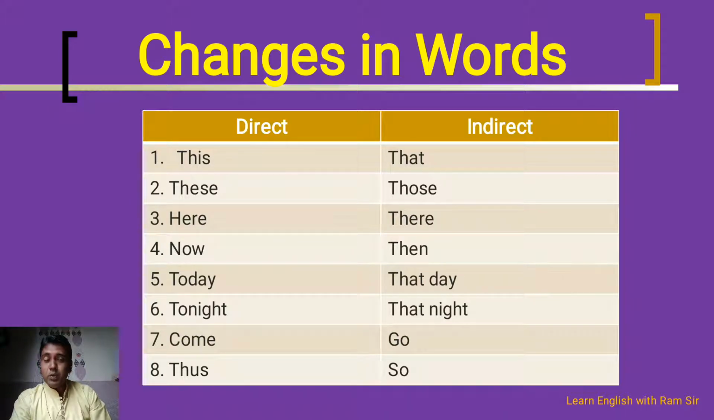Today will be converted into that day, because that day means that it is in the past. The particular thing already happened in the past. Tonight, you have to convert tonight into that night. Then come becomes go. The next one is thus. Thus will be converted into so.